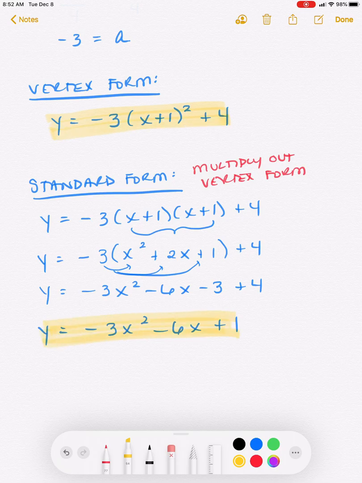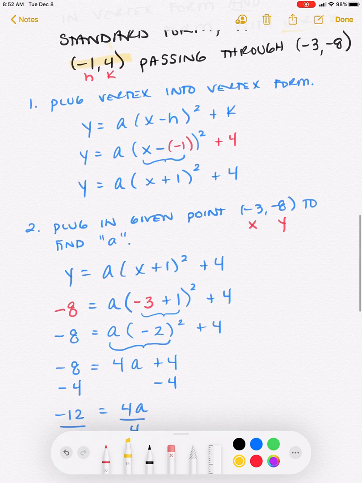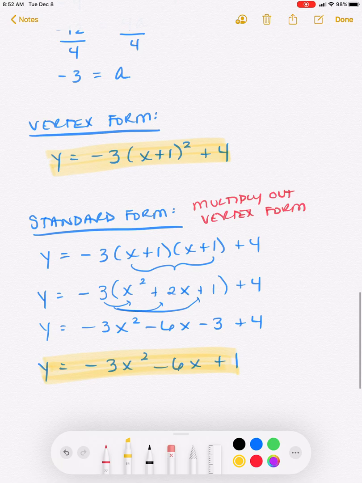So that's what threw a lot of people on number 14 on the homework: it said to write it in standard form. You still start with your vertex form, you still plug in the point to find a, but this time you're going to take your vertex form and multiply it out, and that's how you get it into standard form.